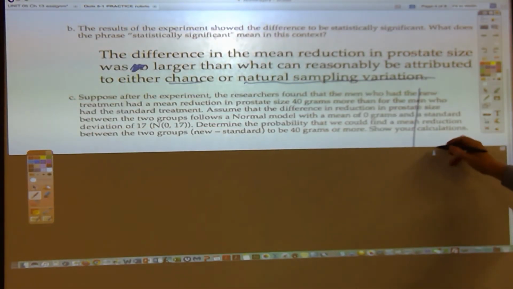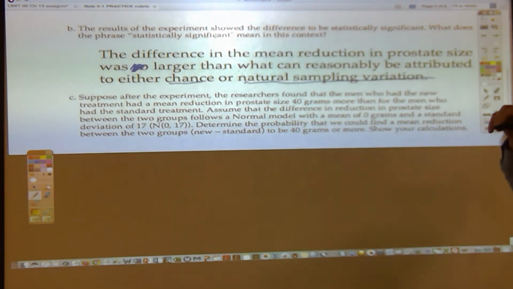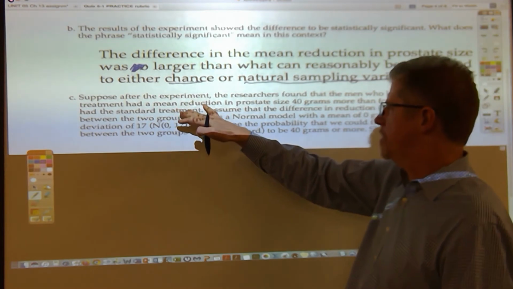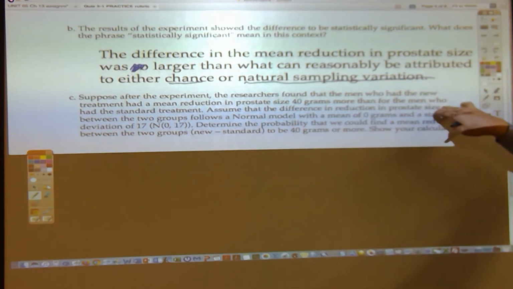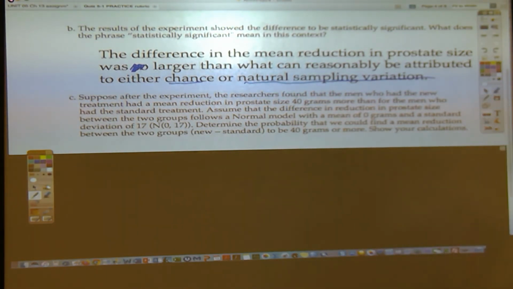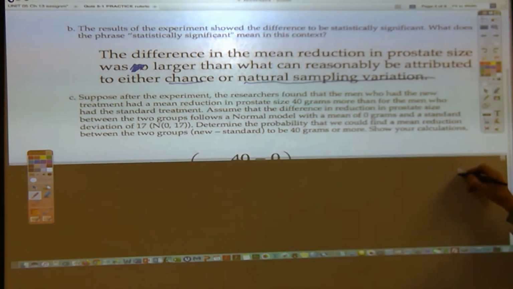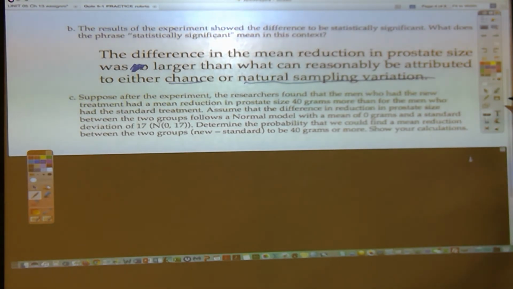Part C said, okay, suppose after the experiment, the researchers found that men who had the new treatment had a mean reduction in prostate size 40 grams more than for the men who had the standard treatment. And assume that the difference in reduction in prostate size between the 2 groups follows a normal model with a mean of 0 grams, standard deviation of 17. Determine the probability that we could find a mean reduction between the 2 groups, using the new minus standard direction of subtraction, to be 40 grams or more. Show your calculations. Friends, this is where we do model, mechanics, conclusion.